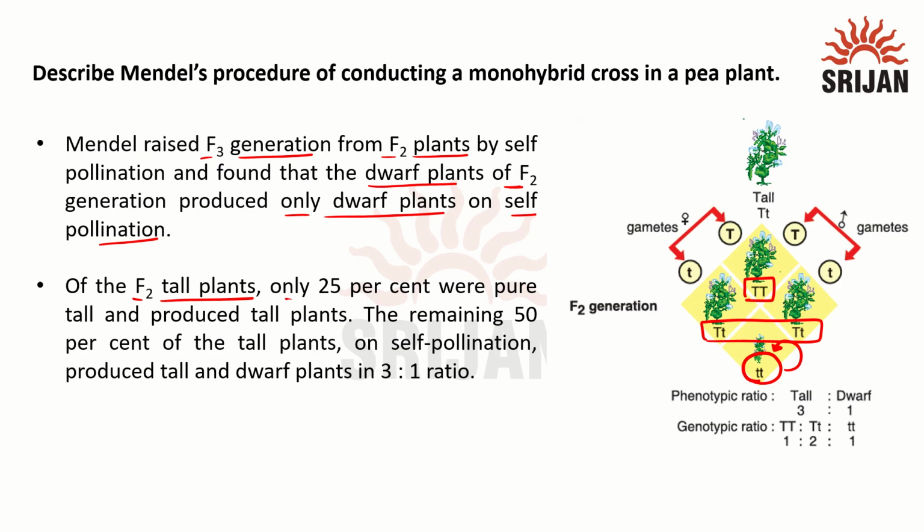Here only 25% were pure tall and produced tall plants, whereas the remaining 50% plants produced both tall and dwarf plants, again in the ratio 3:1. That means it is equal to the cross that we saw, that is the F1 generation cross. So the genotypic ratio was later concluded to be 1:2:1. I hope it is clear to you. Thank you.